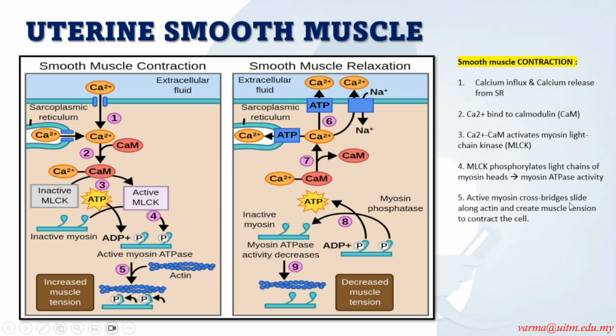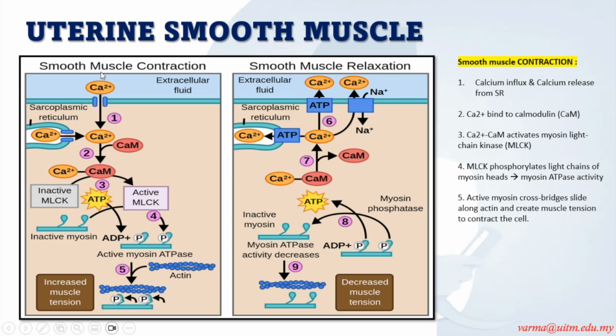It's an active process. So myosin light chain kinase phosphorylates the light chains of myosin 8 using myosin ATPase activity. Then these active myosin cross bridges slide along the actin and create muscle tension and contract the cells. So this is the sliding filament theory. Okay, calcium induced calcium release. This is the calcium induced calcium release.